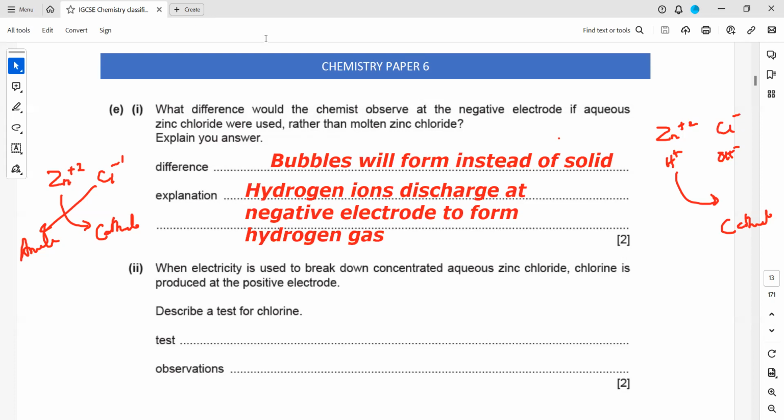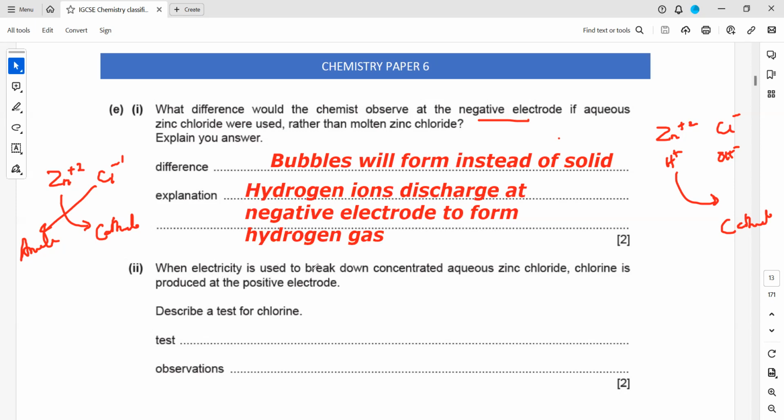So what difference would the chemist observe at the negative electrode? We'll observe bubbles instead of a solid. And what is the reason for that? The reason is that hydrogen is discharged, so hydrogen gas will be produced instead of zinc metal.